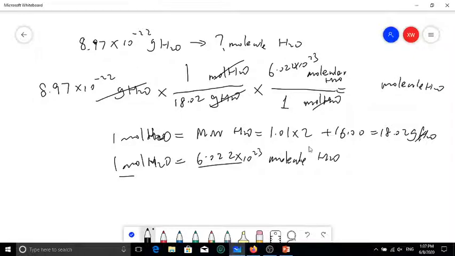You should never abbreviate the molecule to mole. These are two different things. You should always spell out the molecule so that you yourself are not going to be confused. A mole is a much bigger unit than the molecule.